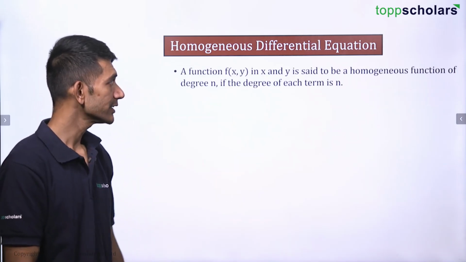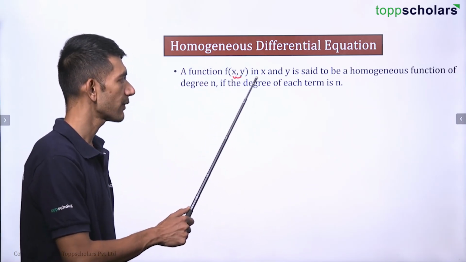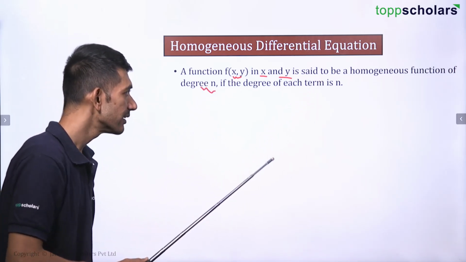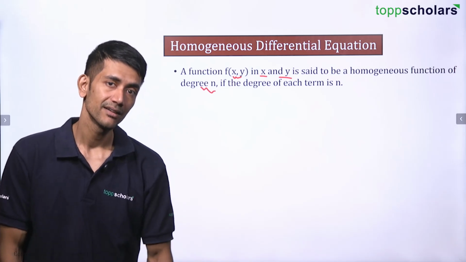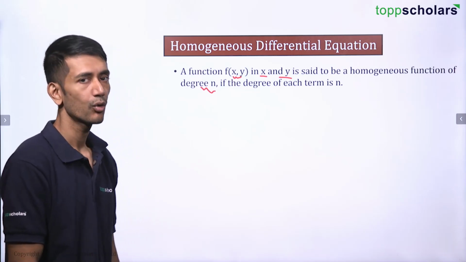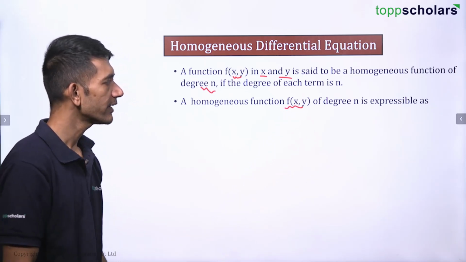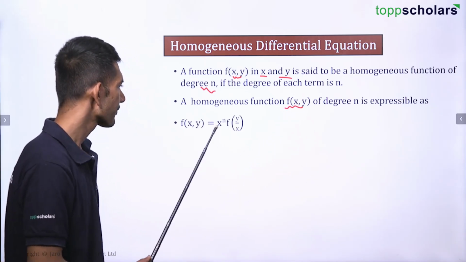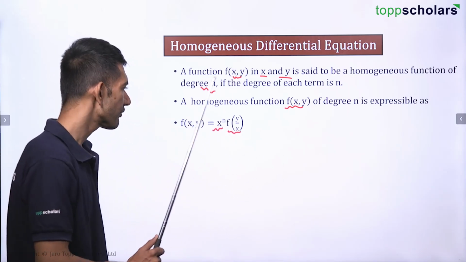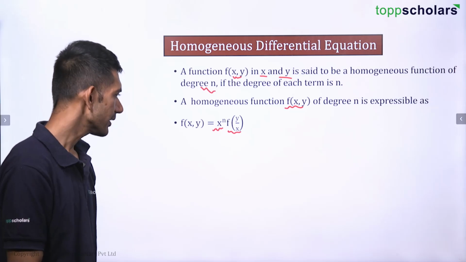Now let us talk about homogeneous differential equations. A function f of x comma y, in x and y, is said to be a homogeneous function of some degree, say n, if the degree of each term is n, that is, the degree of each of the terms is the same. Then only the function is said to be a homogeneous function, right? So a homogeneous function f of degree n is expressed as x raised to n f of y by x. This is how you express a homogeneous function, right?